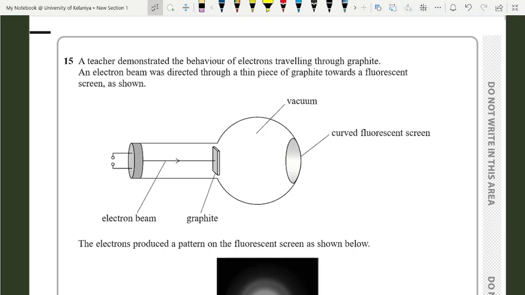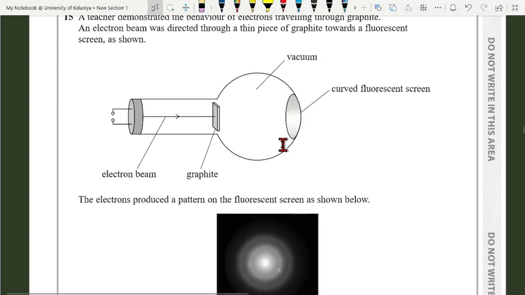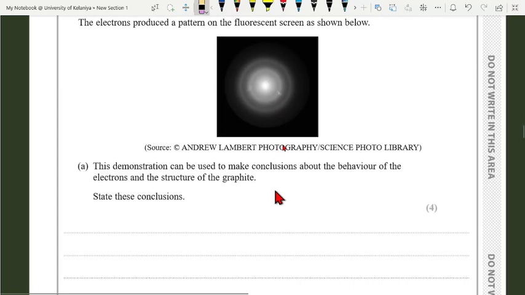Right. Here, a teacher demonstrated the behavior of electrons traveling through a graphite. An electron beam was directed through a thin piece of graphite towards a fluorescent screen as shown. Here, we have the electron beam over here and the graphite over here, and the curved fluorescent screen over here. The electrons produce a pattern on the fluorescent screen as shown below here.